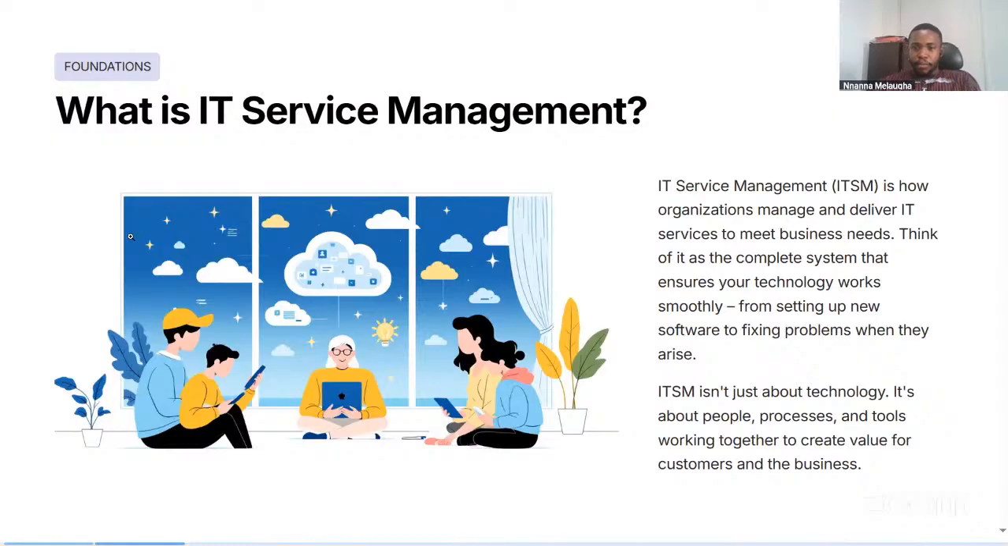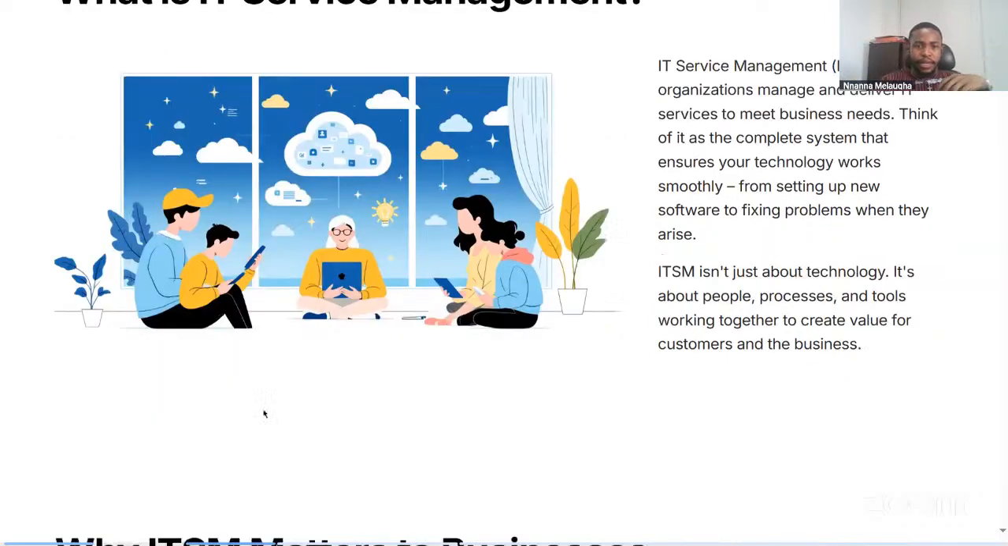ITSM isn't just about the technology, right? It's about the people, the processes, and the tools. All these things put together, working together to create value for customers and for the business. So now you have an idea of what IT service management is about.